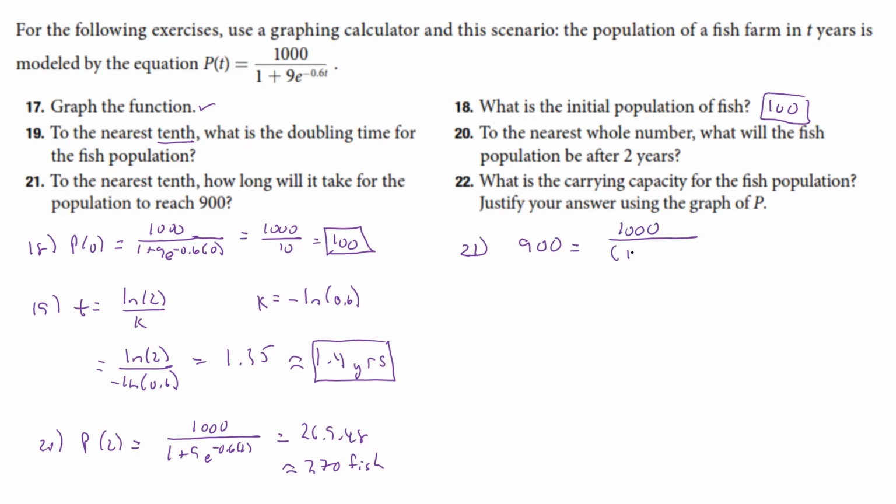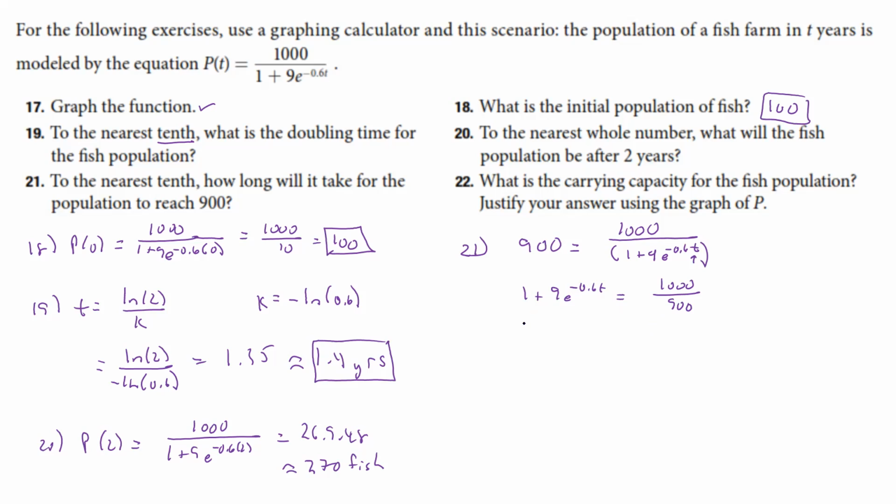1,000 divided by 1 plus 9e to the minus 0.6t, and we want to solve for that t. Now, if we multiply both sides by this value and divide by the 900, basically those two things swap. When we do that swap, what we get is 1 plus 9e to the minus 0.6t equals 1,000 divided by 900.